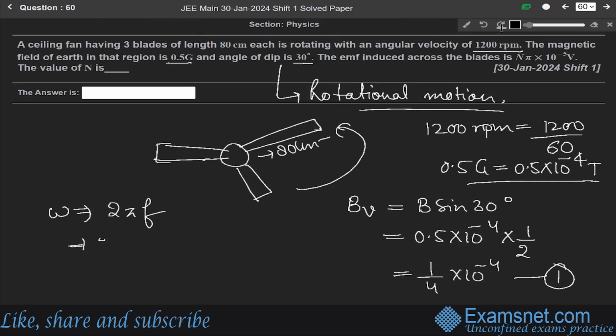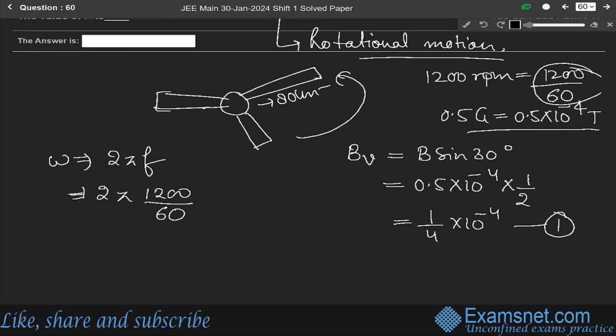So it will be equal to 2 pi, and frequency is in rotations per minute. So 2 pi into what? Rotation per minute means 1200 over 60 in terms of radian per second. So this will be equal to 6 twelves are 72... 20 means 40 pi.